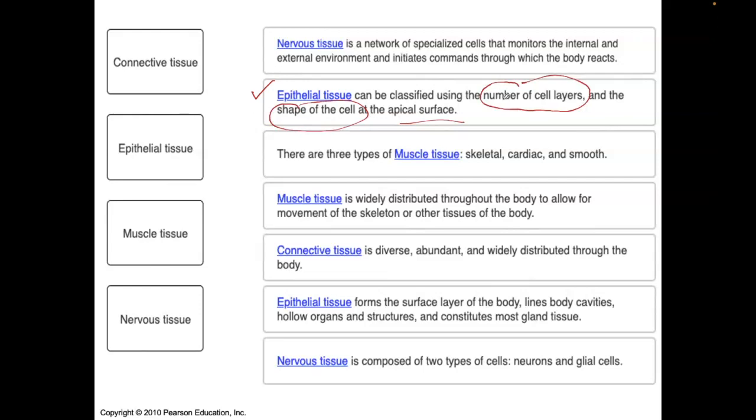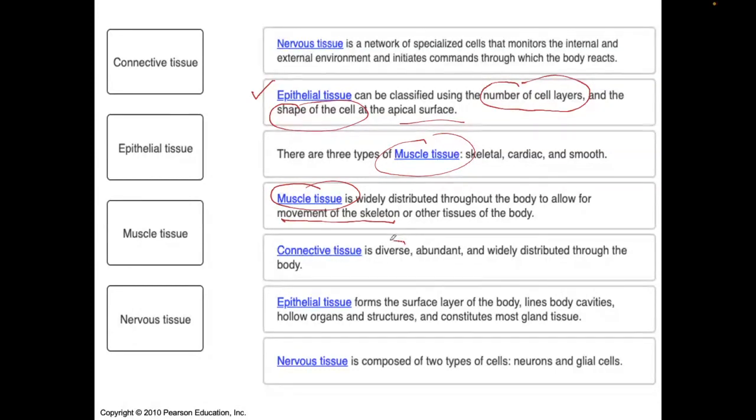Remember, that's going to be simple or stratified, and then it's going to be cuboidal, squamous, transitional, squamous, cuboidal, and columnar cells. Okay, there are three types of blank: skeletal, cardiac, and smooth. Well, three types of muscle tissue. Blank is widely distributed through the body to allow movement of the skeleton. Well, that's going to be muscle tissue, primarily skeletal muscle, right?